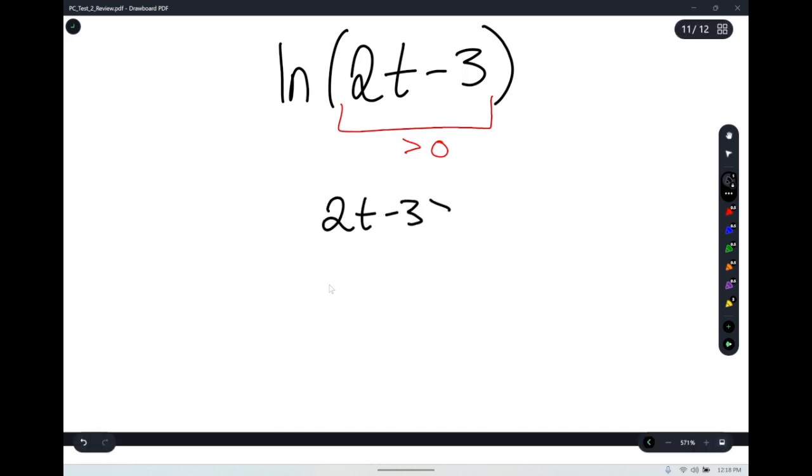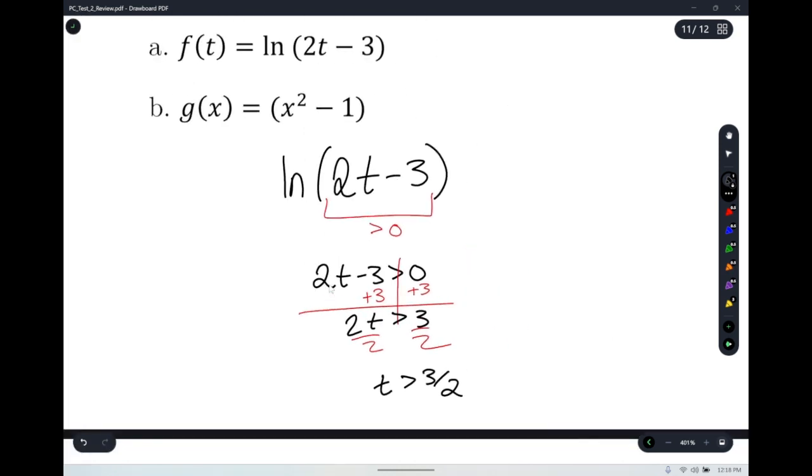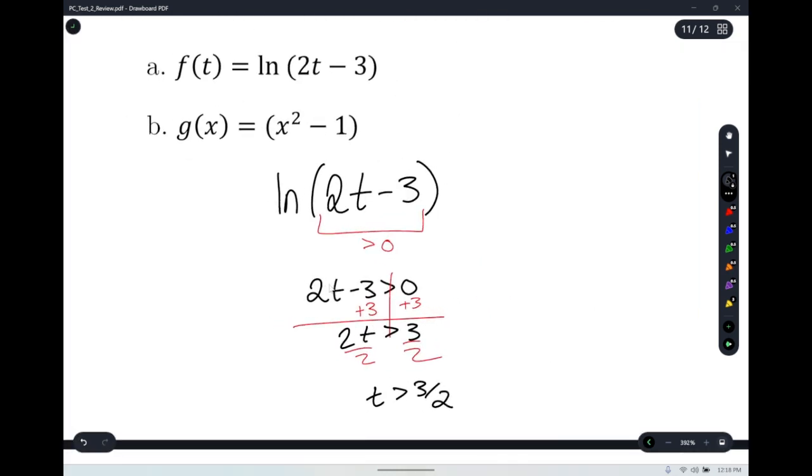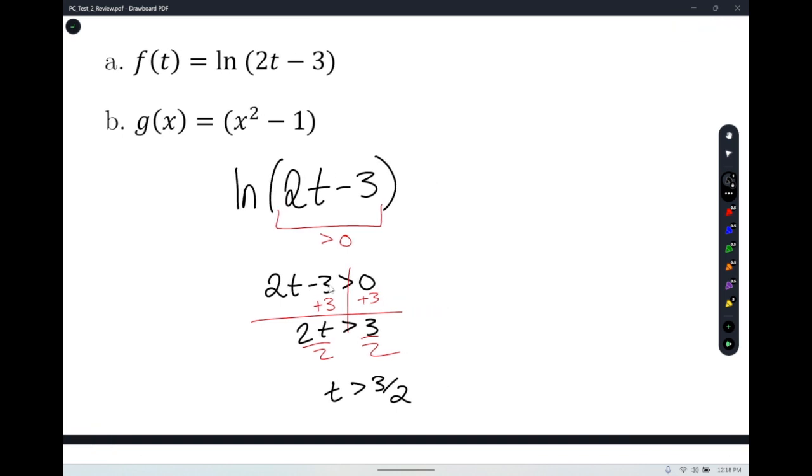2t minus 3 better be bigger than 0. Solve for t. Do a little plus 3 action, plus 3. 2t is greater than 3. Do a little divided by 2 action. t is bigger than 3 over 2. And how do we write that in terms of domain notation?